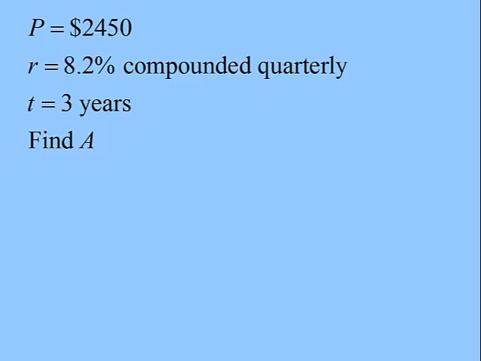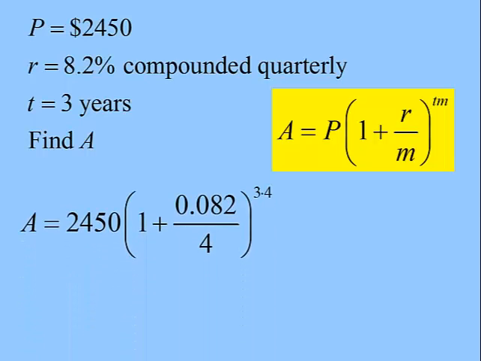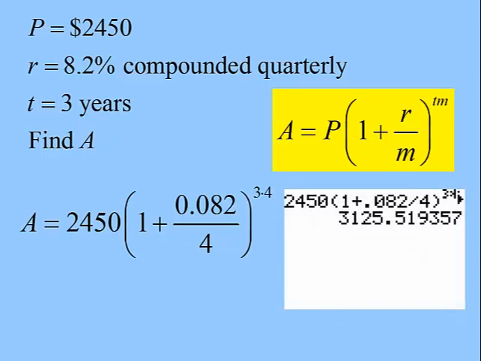So that's the idea. Let me show you some examples using calculations. You can try typing these on your calculator and pause and look it over if you need to. I don't have all of the calculator steps on every one of these. And so here's the formula off the formula sheet. P is 2450, R is 0.082, T is 3, and M comes from the word quarterly, meaning 4. Here's all the numbers substituted in the proper places, and here's what it looks like on the calculator.